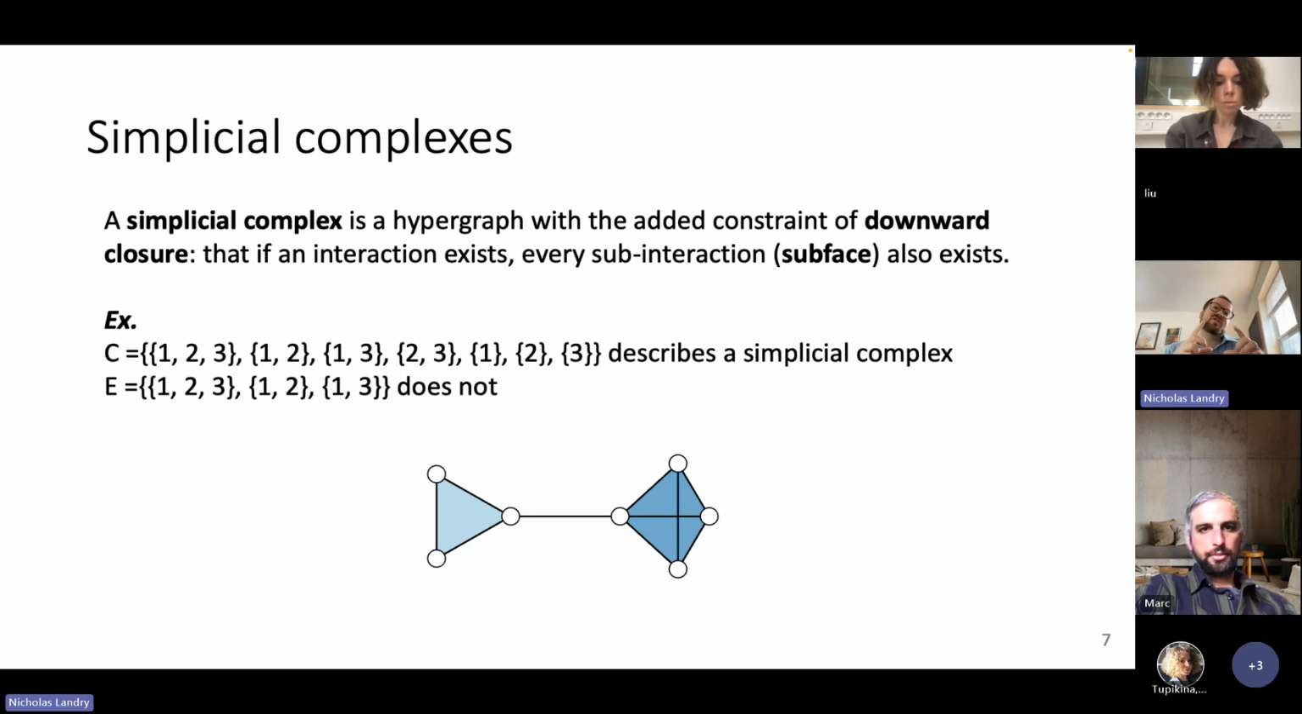So if I've got an interaction, every sub-interaction must also exist. So for example, we've got this interaction 1, 2, 3, and that necessitates that 1, 2, 1, 3, and 2, 3 also exist. And if we're being absolutely strict, the interaction 1, 2, and 3 should also be included. Now, if I delete some of those interactions underneath 1, 2, and 3, it's no longer a simplicial complex. So this is setting the scene for the talk.